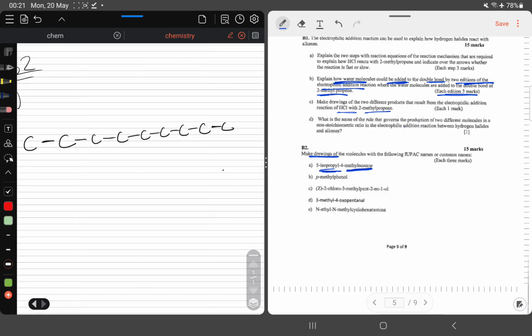So here is your nonane. And here it has a 4-methyl. So we're going to count 1, 2, 3, 4. And on the 4, we put a methyl, which is a CH3. That's a methyl. Meth is for 1 carbon, right? You can check the list. And then now we have 5 isopropyl. So this is 4-methyl. Then on position 5, we will have an isopropyl. So we have a propyl, but it's connected through the middle carbon. So that's what makes it an isopropyl.